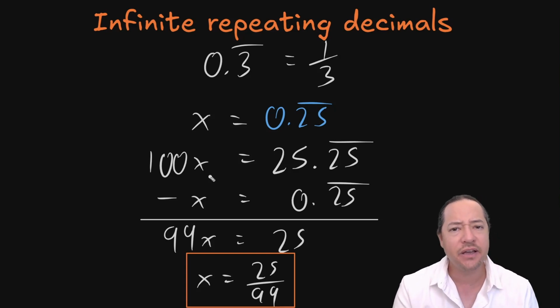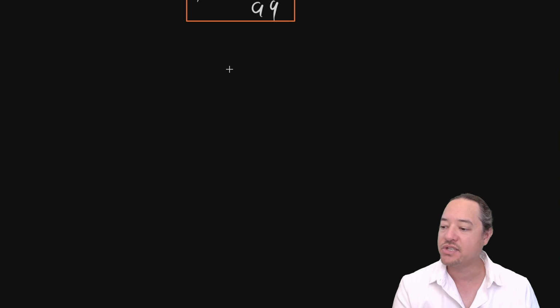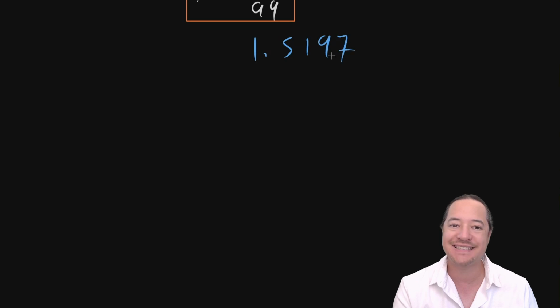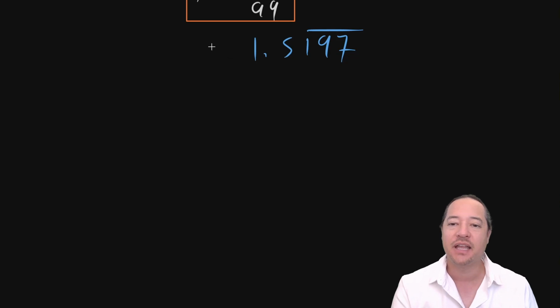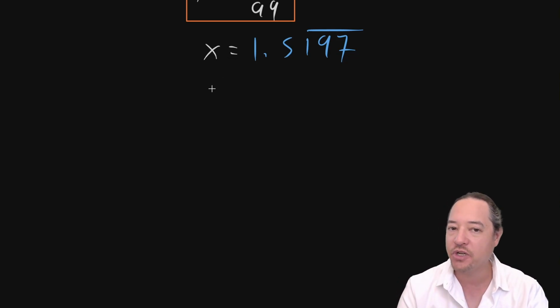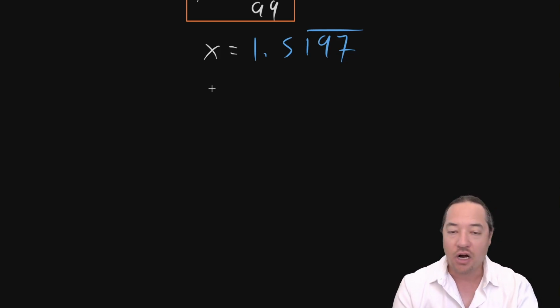All right, let's try another example, maybe a slightly more interesting number. Let's say we start out with the number 1.5197 repeating. Okay, so this is a slightly more interesting number, and I'm going to say that this is equal to x. Once again, I'm going to try and use my tricky algebra method to convert this arbitrary decimal into a fractional form.